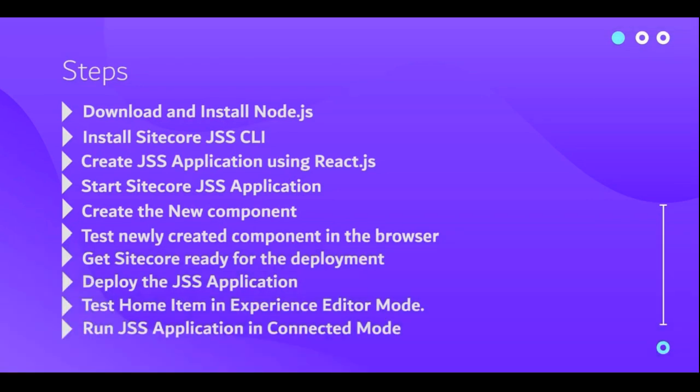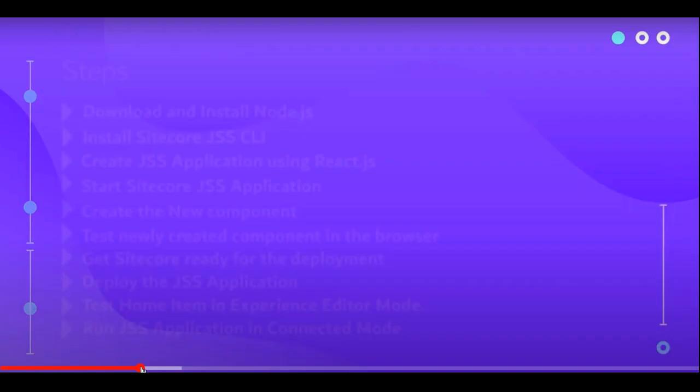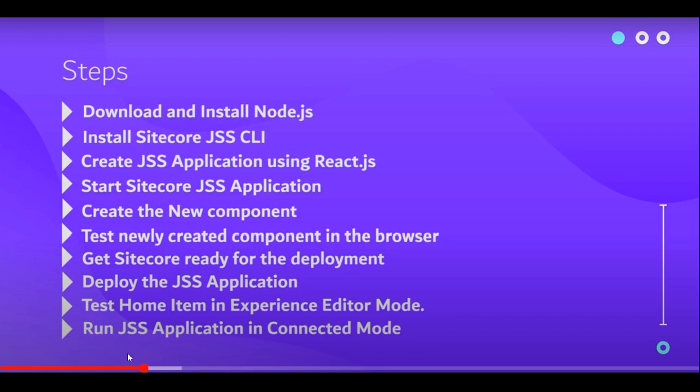Hello. In this demo I will show you how to download and install Node.js, install the Sitecore JSS client, create a JSS application using React.js, create a new component, test the newly created component in the browser, get Sitecore ready for the deployment, deploy the JSS app and test the home page in Experience Editor mode, and run the JSS application in connected mode.